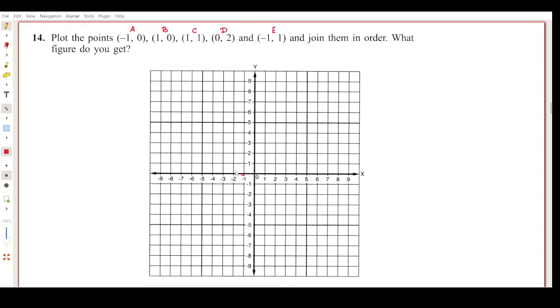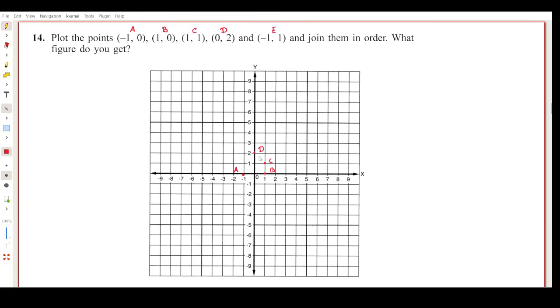Now this is A, minus 1 comma 0. Next 1 comma 0. Okay, next 1 comma 1. Now this is 1 comma 1. Okay, this is B, this is C. Now D, 0 comma 2. Now this is D.